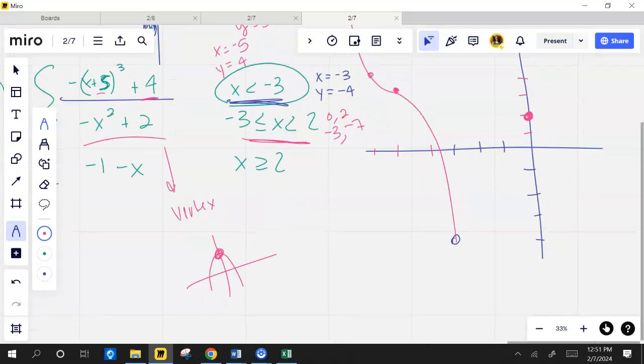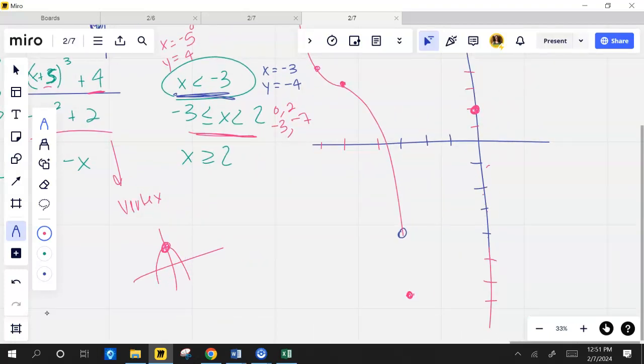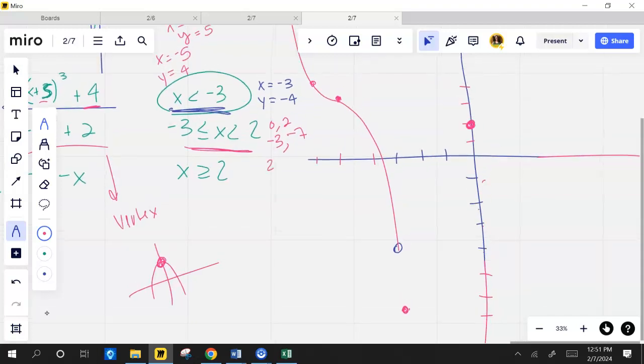Put in your endpoints, so at -3, what is y? -7. Hold on a second. I'll put it in there. And that is filled in. And then I just need a point on the other side. I plug in 2, that's right, and I get -2 back out.